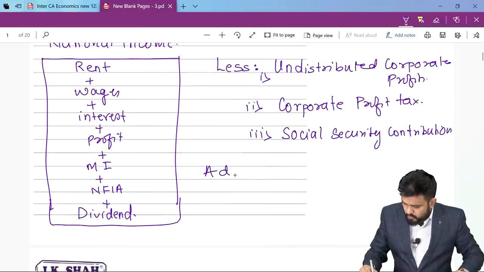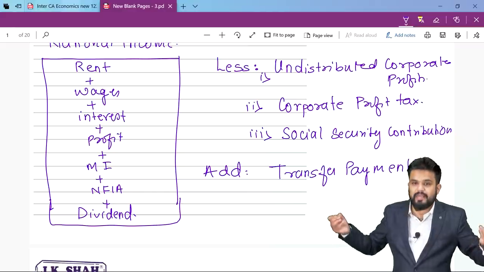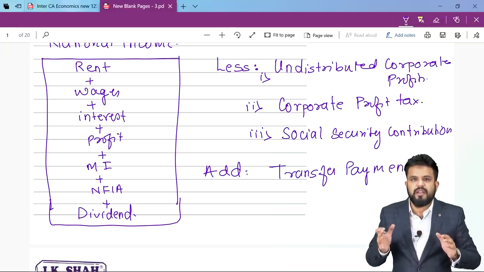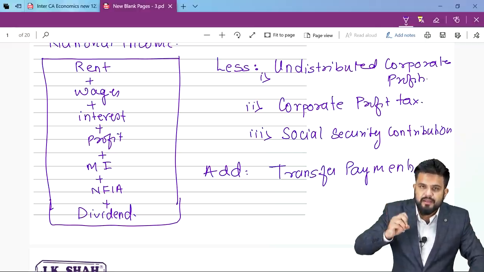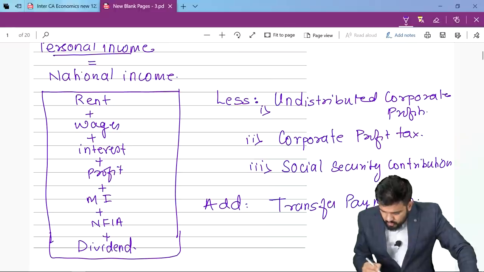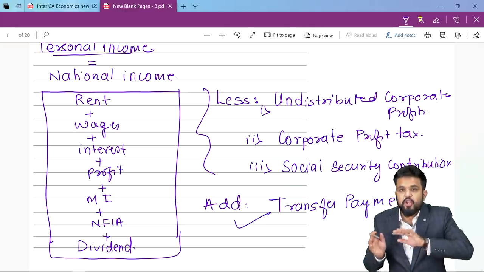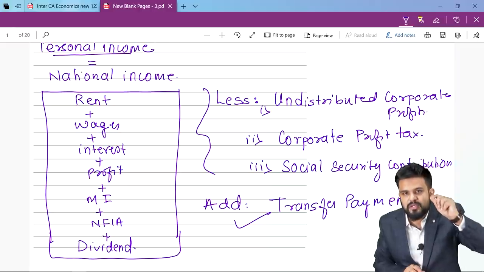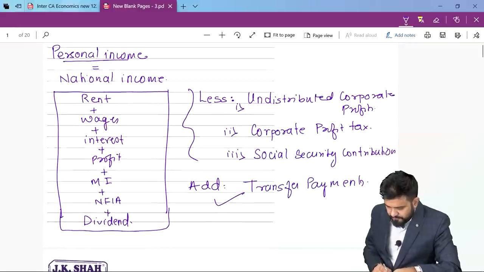And my dear students, what will you add? You will add transfer payments or transfer income. So charity, donation, gift, dowry, pension, unemployment allowances, all those transfer payments will be added. So please remember, these three things you will remove from national income, and transfer payment you will add, and whatever is left will be your personal income. So please see to it, this is the complete formula for personal income.